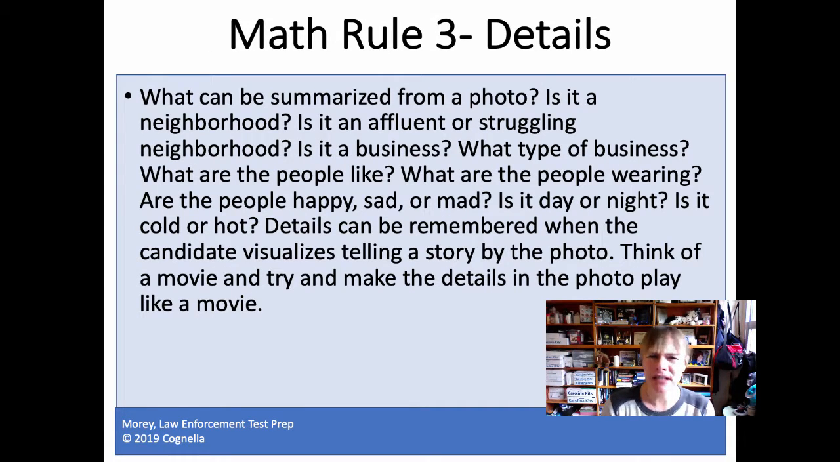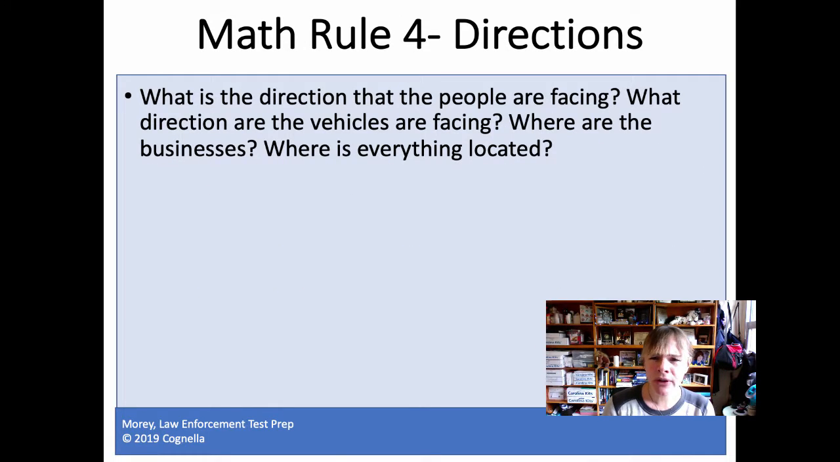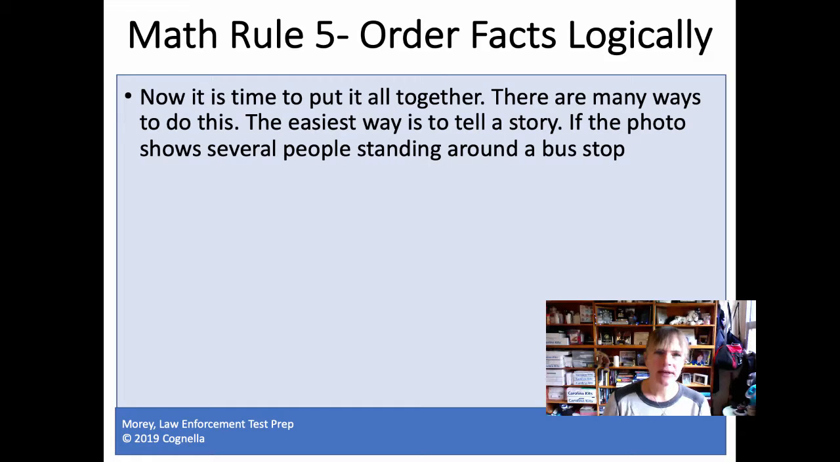All right, next, details. What can be summarized? What do you see? What are people wearing? Are people happy, sad? Again, you're telling a story. You're playing a movie in your head. Directions: which way are the people facing? Which way are the vehicles facing? Where are the businesses? How is everything located? And then finally, order facts logically. There are many ways to do this, and again, the easiest way is to tell a story.